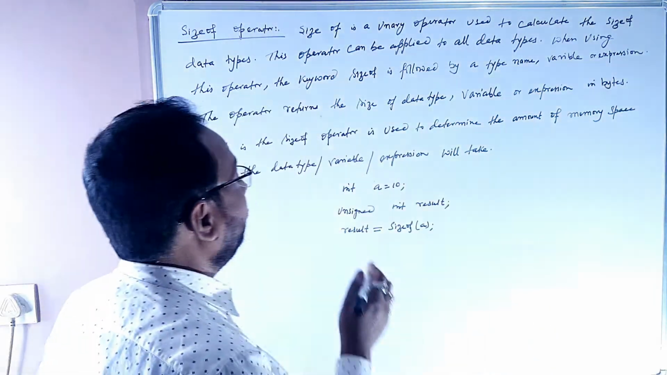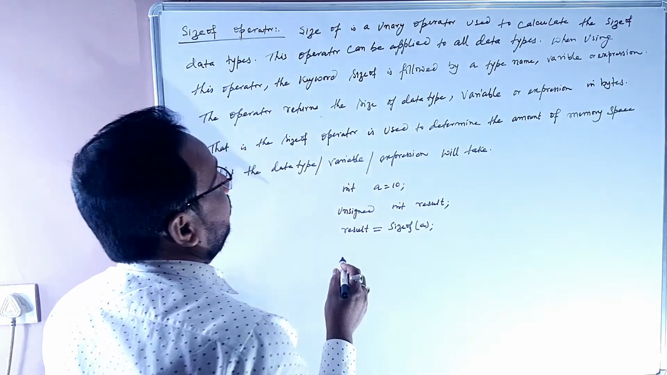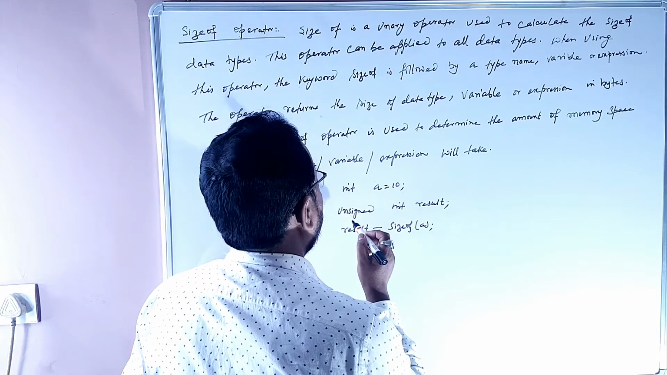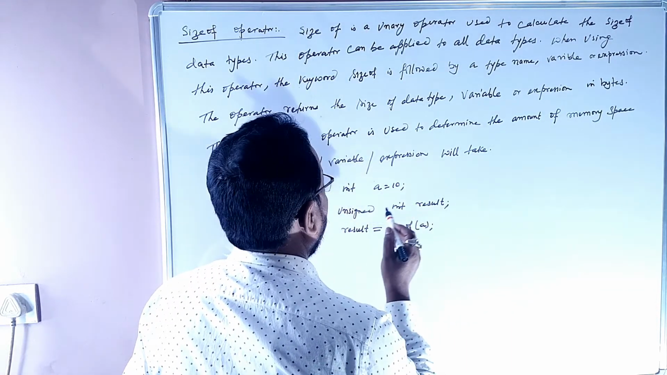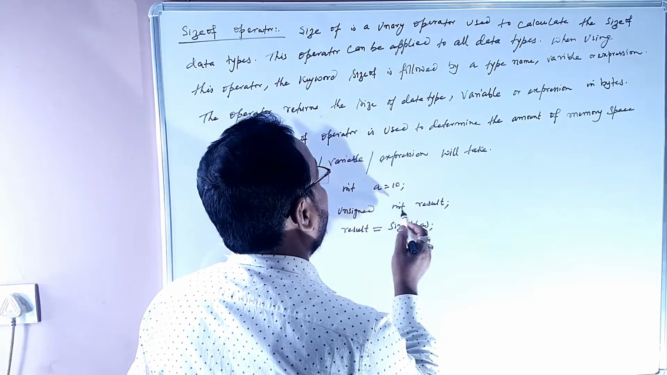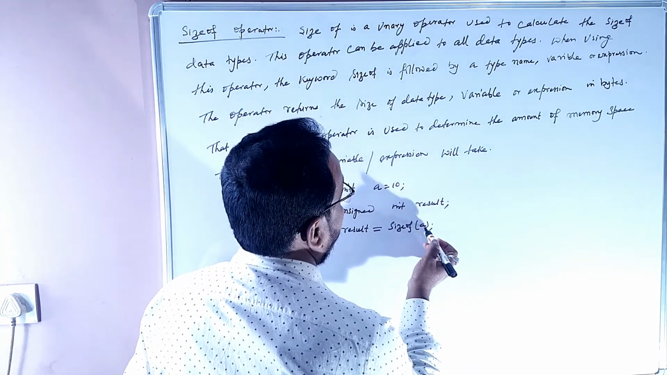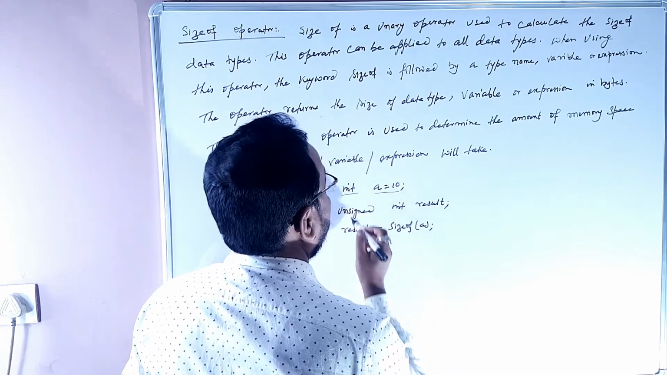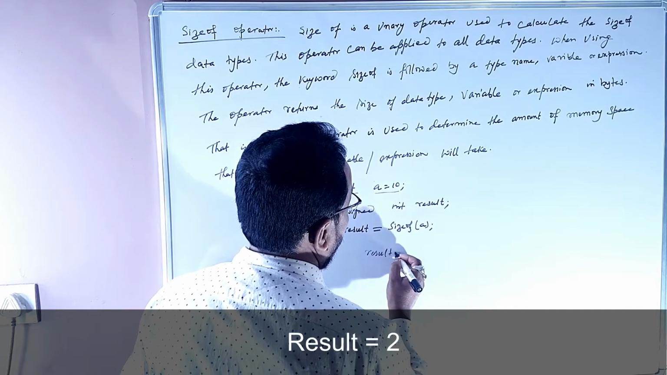Here, integer a is equal to 10. Integer is 2 bytes. We will use unsigned integer result. Result is equal to sizeof a. The size of a is 2 bytes and result is equal to 2.